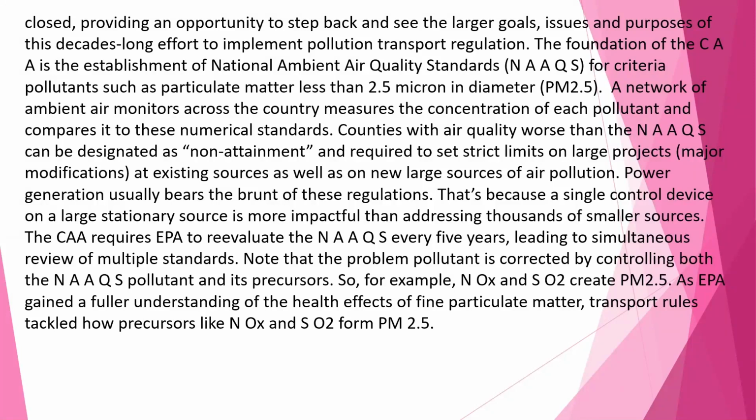A network of ambient air monitors across the country measures the concentration of each pollutant and compares it to these numerical standards. Counties with air quality worse than the NAAQS can be designated as non-attainment and required to set strict limits on large projects, major modifications, at existing sources as well as on new large sources of air pollution. Power generation usually bears the brunt of these regulations.